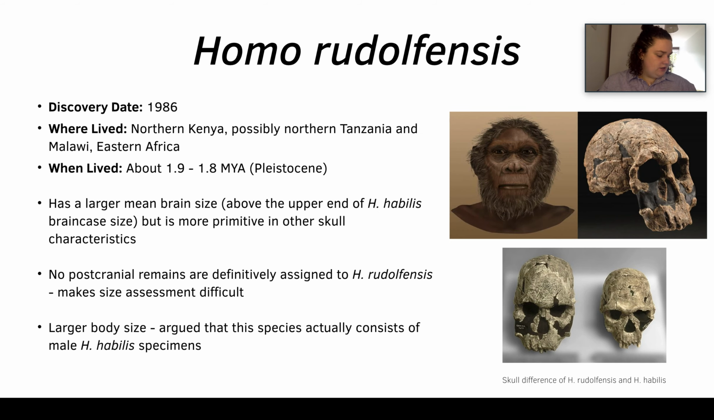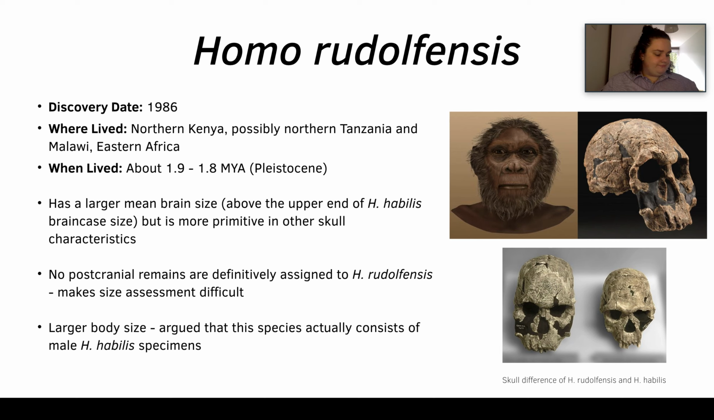So now we move on to Homo rudolfensis, and they were discovered in 1986. The first fossil was discovered in 1986, and they're known primarily from northern Kenya. However, it's thought that they're also known from Tanzania and Malawi in Eastern Africa, and they lived around 1.9 to 1.8 million years ago during the Pleistocene.